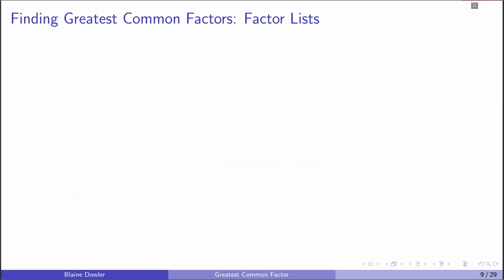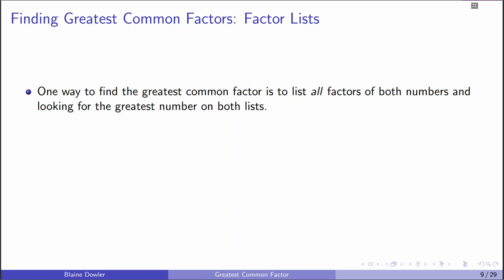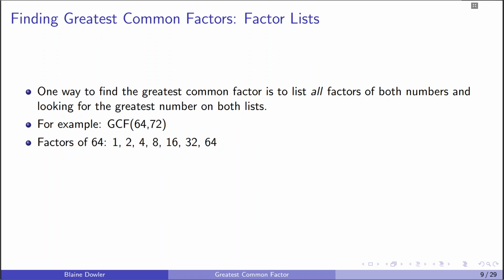So finding the greatest common factor, one way is factor lists. One way to find the greatest common factor is to list all factors of both numbers and look for the greatest number on both lists. For example, the greatest common factor of 64 and 72. We look at the factors of 64. Well, it's 1 times 64, 2 times 32, 4 times 16, or 8 times 8.